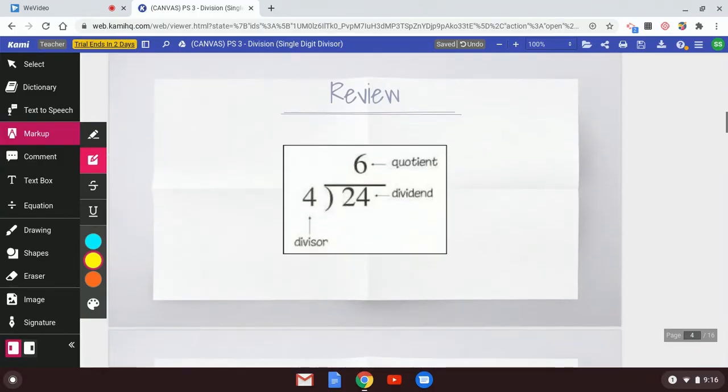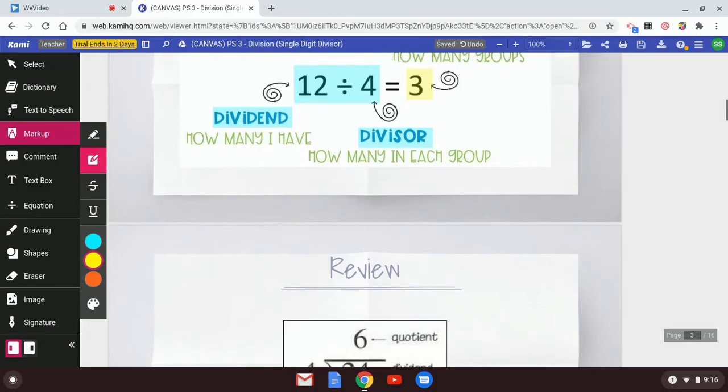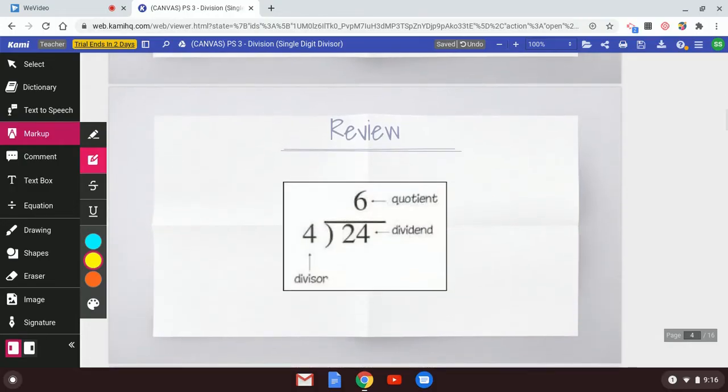We might also see it like this. I call this the division house. Remember, the first number is our dividend. It goes inside the house. First come, first serve. And then the second number, our divisor, goes on the outside. And then our quotient ends up at the top.